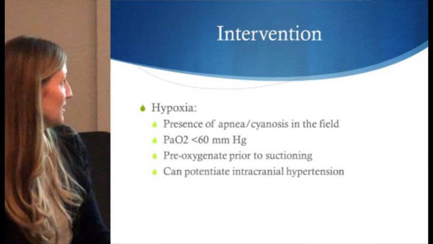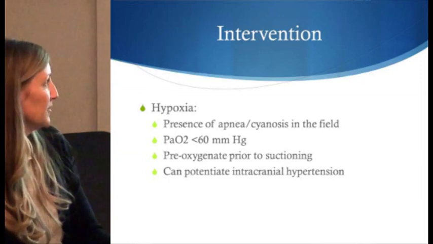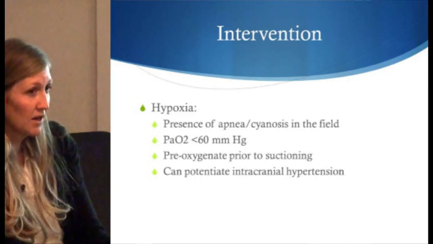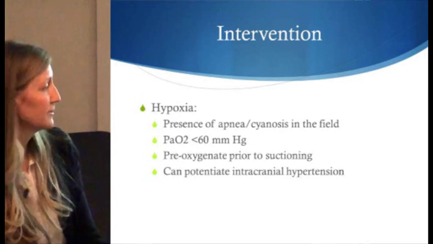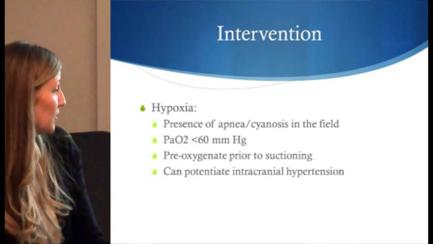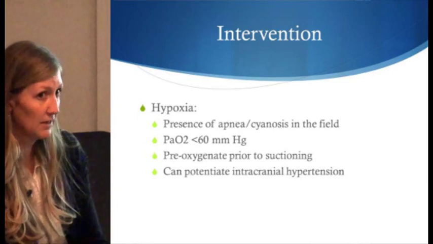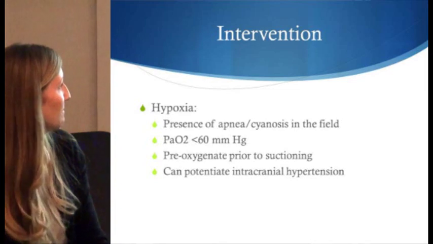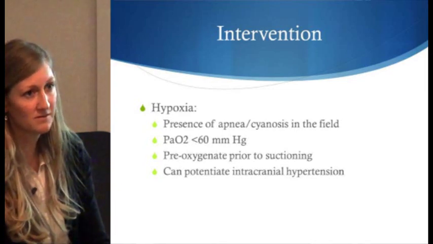So just briefly, hypoxia, what it is, of course, it's just presence of apnea or cyanosis in the field, and that happens a lot. The patient will get hit and they don't breathe very well, or they lose their airway or something. A PaO2 of less than 60. So, if they're in the ICU, it's probably a good idea to pre-oxygenate these patients before you do any type of suctioning, just to help provide the optimal amount of oxygen before we suck it all out.